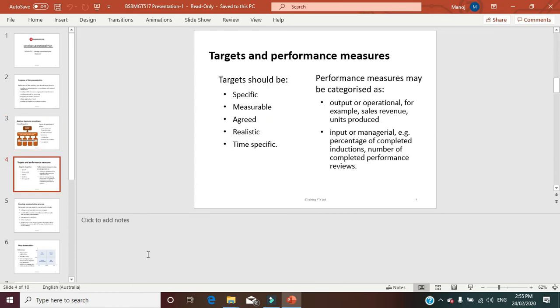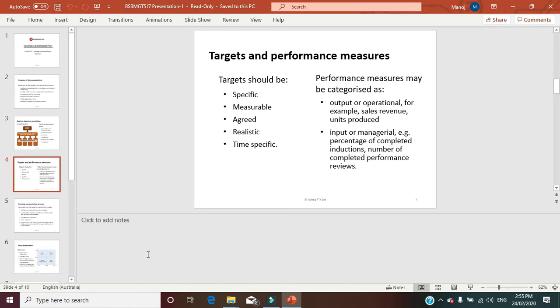Okay. So targets and performance measures. How do we actually target and measure the performance of the operational plan? You should always target the SMART goal. Okay, SMART goal. So what is SMART? Definitely it should be specific, measurable, agreed, and realistic. The last one is time-specific. You should have a deadline for that as well.